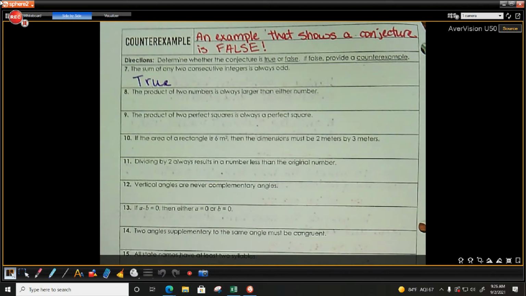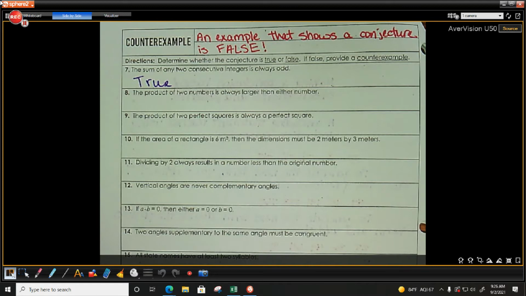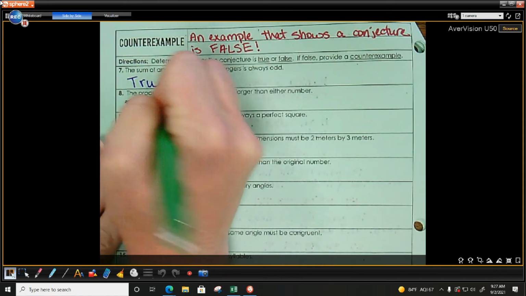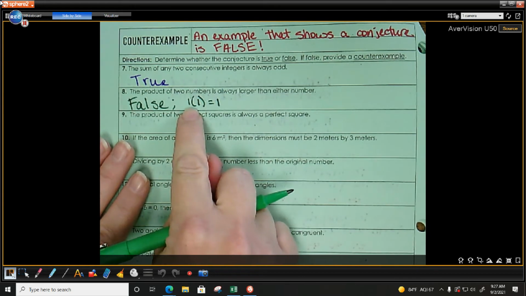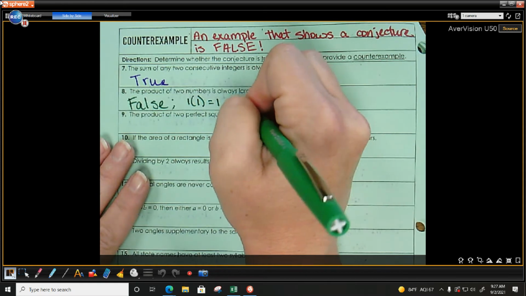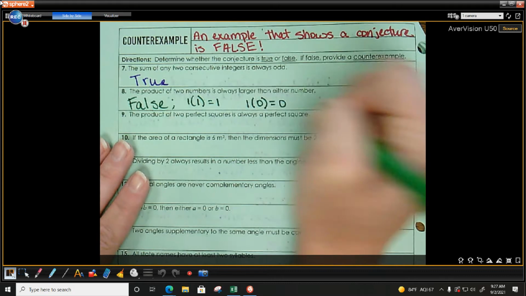The product, what's product mean, guys? So we're multiplying. The product of two numbers is always larger than either number. Okay, false. Can you think of a counterexample? Okay, 1 times 1. 0 times 1. What's 0 times 1? 0. 0 is not larger than 1. Okay, so this one is false. We said 1 times 1 is 1. So it's not larger than either number. Okay, we said 1 times 0, which is 0. 0 is not larger than either number.